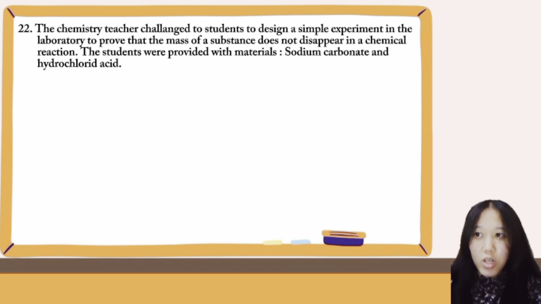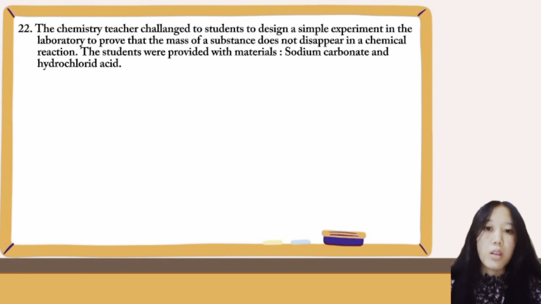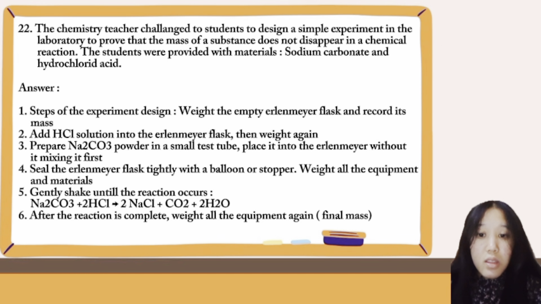The chemistry teacher challenged the students to design a simple experiment in the laboratory to prove that the mass of a substance does not disappear in a chemical reaction. The students were provided with materials: sodium carbonate, Na2CO3, and hydrochloric acid, HCl. Okay, the first step is the experiment design. Weigh the empty Erlenmeyer flask and record its mass.